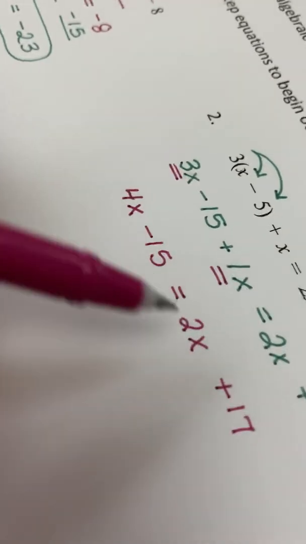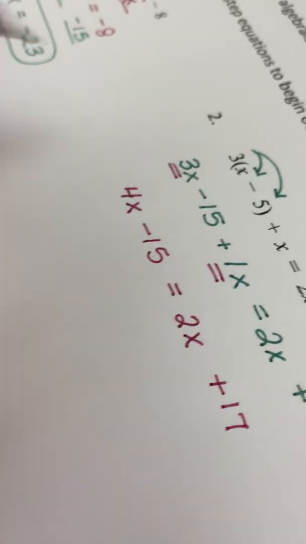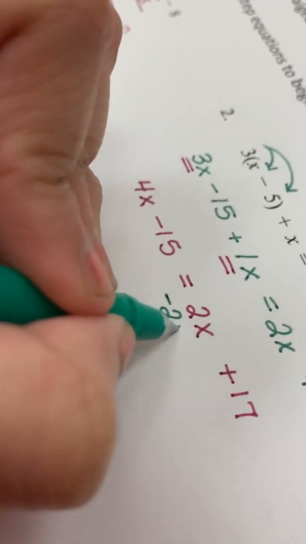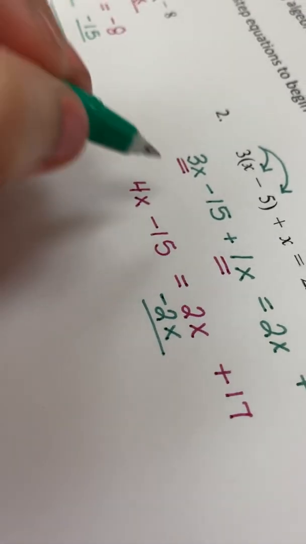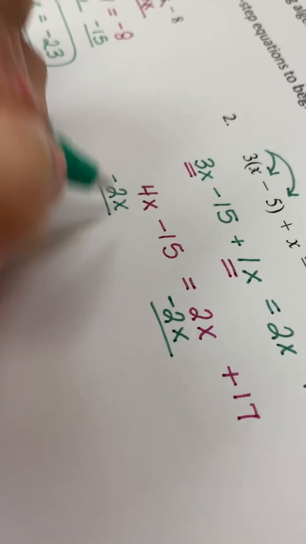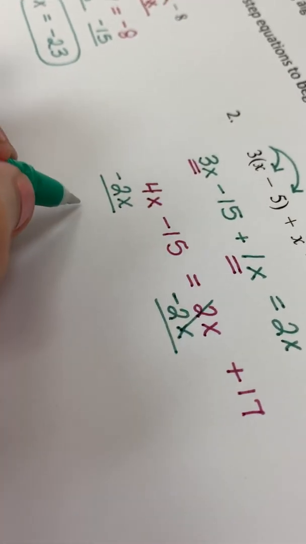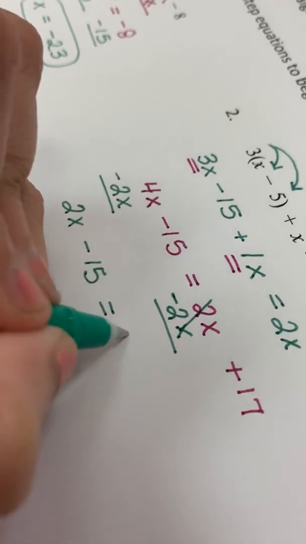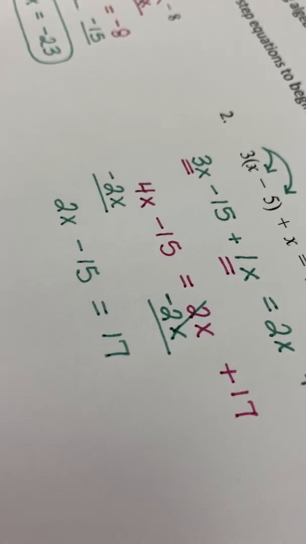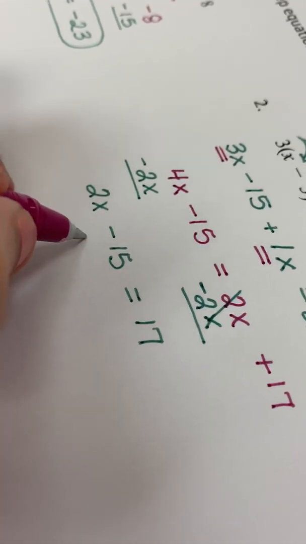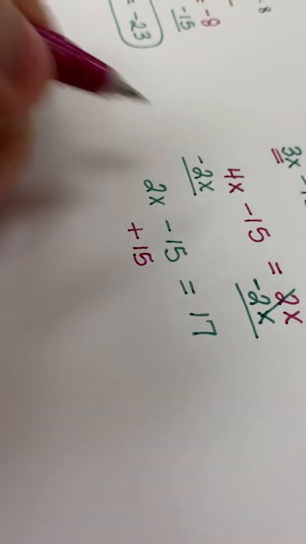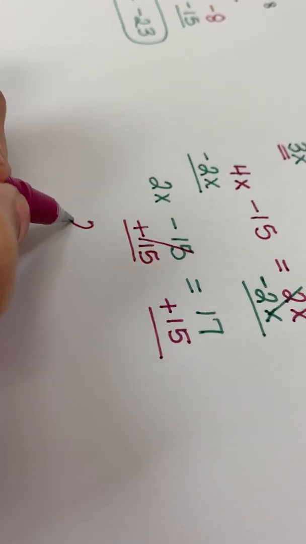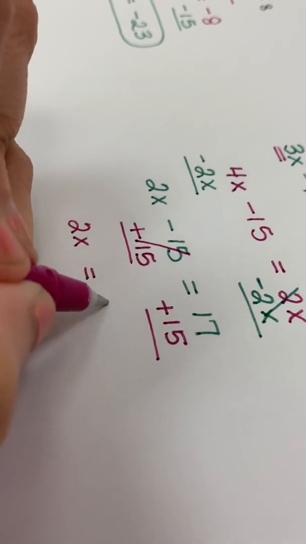So now we're at the point where we need to move the variable to one side and the number to the other. So since this is a positive 2x, I'm going to subtract 2x. What I do to one side, I do to the other. 4x minus 2x, that's 2x minus 15 equals 17. The opposite of subtraction is addition, so we're going to add 15, add 15. So I have 2x equals 32.